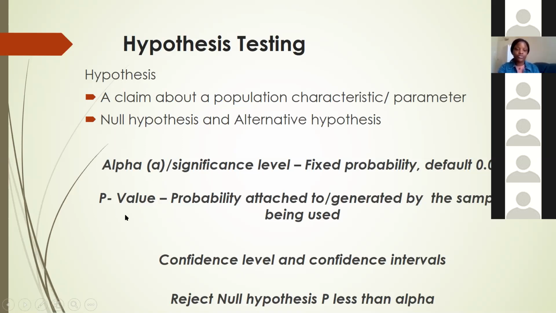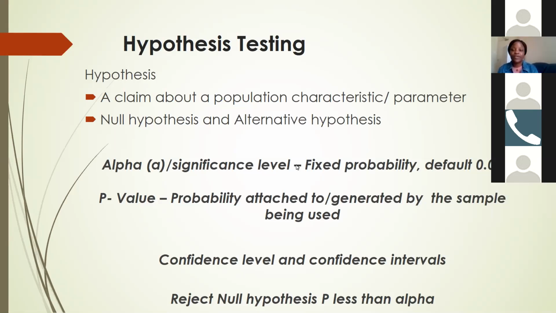It's just notation. From the study that you conduct, the sample that you generate, when you do the analysis, you get a p-value that is attached to those results. And how do you make a decision on the null hypothesis? You compare the p-value that you get to a fixed value, an alpha. The decision rule is that you reject the null hypothesis if the p-value from the sample is less than your alpha. The alpha is also called the significance level, and it is a fixed probability.